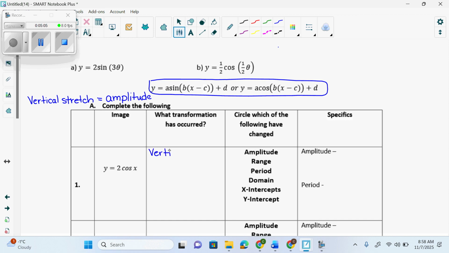Vertical stretch by a factor of what? About the what? About the opposite axis always, so it's about the x-axis. Let's go back to mapping. x, y is going to become x comma what? 2y.